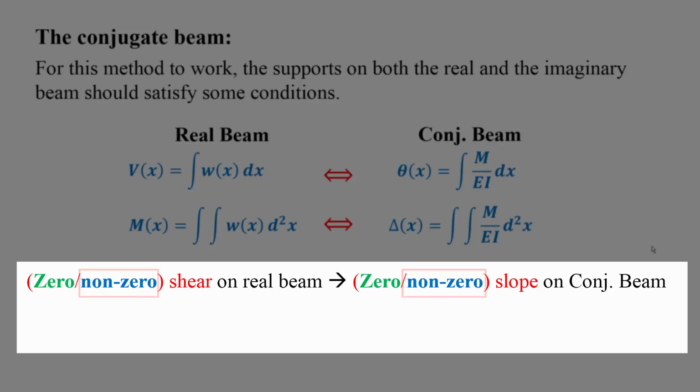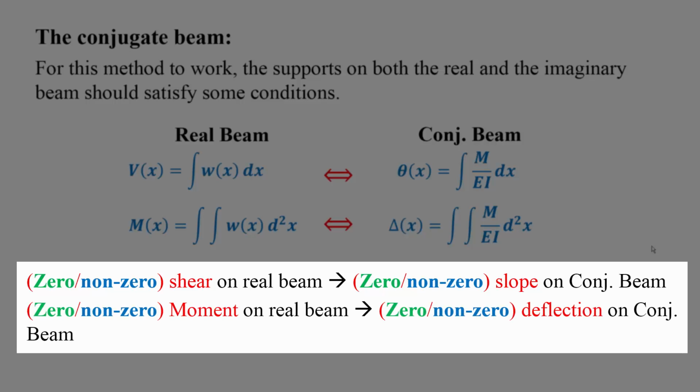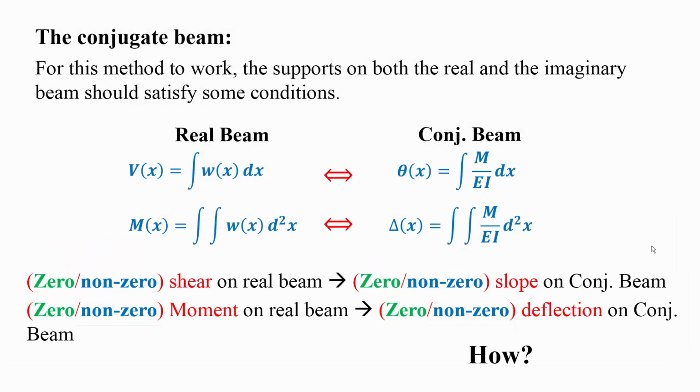Again, zero shear on the real beam should represent zero slope on the conjugate, and non-zero on the real should represent non-zero on the conjugate. And the same thing applies for the moment. If I have zero moment on the real beam, I should have zero deflection on the conjugate. And if I have non-zero moment on the real beam, I should have non-zero deflection on the conjugate beam. But the question is how? Let's construct a conjugate beam.